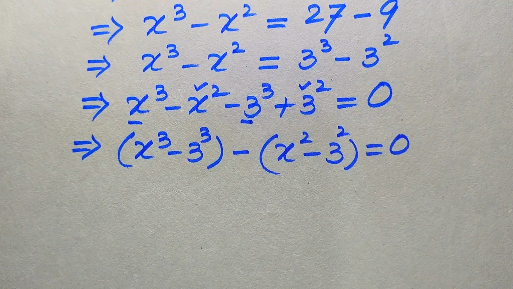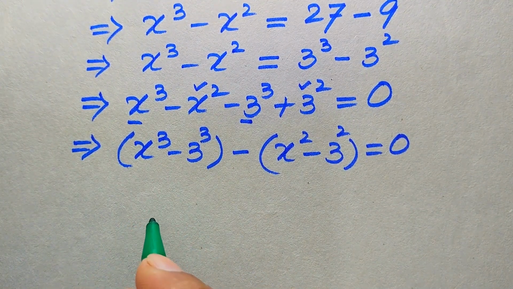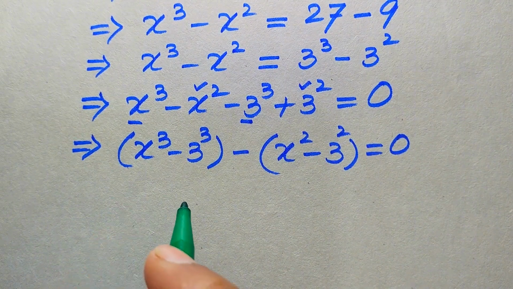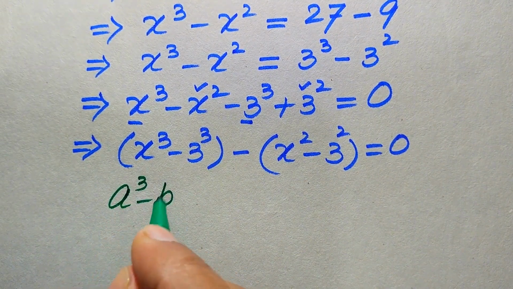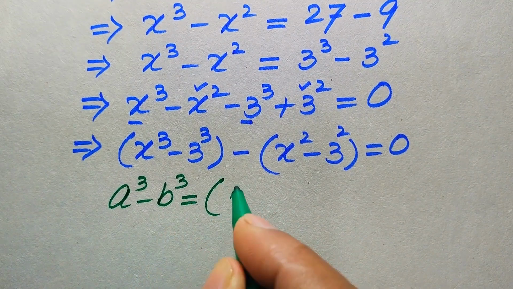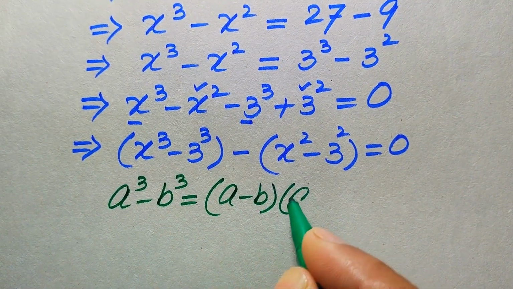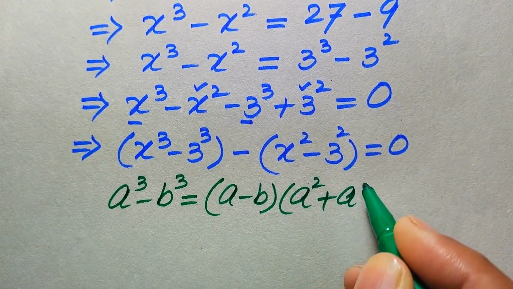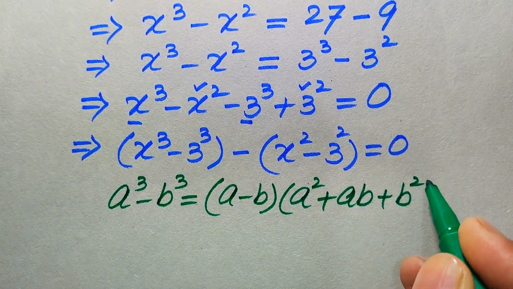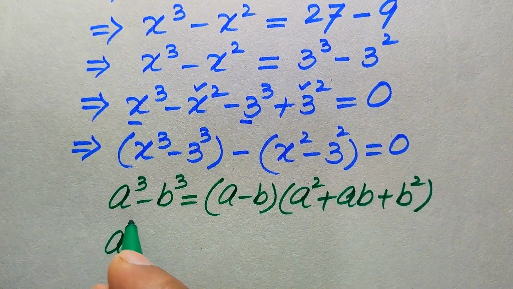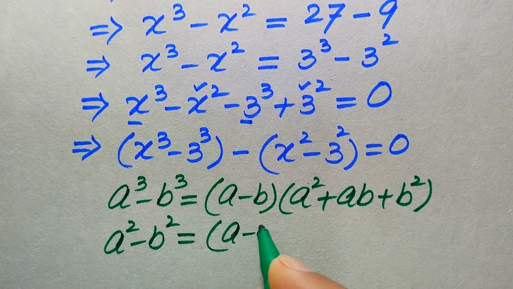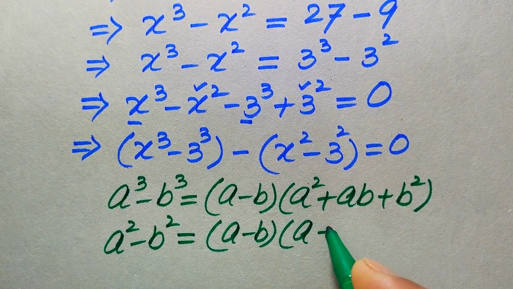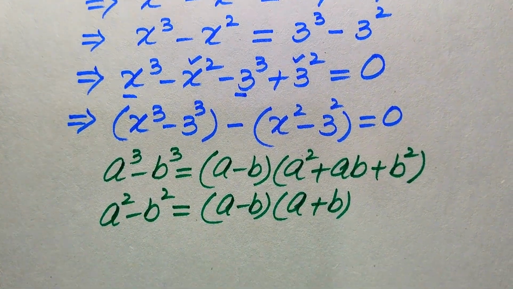And now in the next step we need to simplify the terms, and here first we need two formulas. First is the cubic formula and second one is the square formula. You know that if we have a cubed minus b cubed, it is equal to a minus b times a squared plus ab plus b squared. And here we use this square formula: a squared minus b squared is equal to a minus b times a plus b.